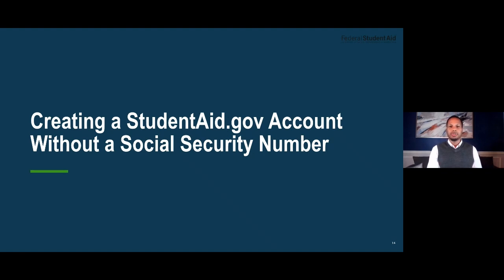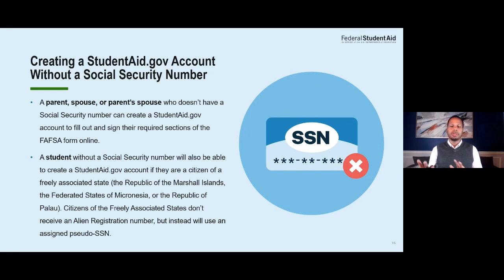Now, moving on to creating a StudentAid.gov account without a social security number, there are several things to be made aware of. Parents and other non-student contributors can use their StudentAid.gov account, but they can only use it to complete and sign their section of the FAFSA form. Students can use the StudentAid.gov account to complete and sign their section of the FAFSA form online with their verified StudentAid.gov account. They can also do additional activities on their account, but they won't be able to perform all the functions on StudentAid.gov if they do not have a social security number or their social security number has not been verified. So it's always important to understand where you are and what other steps you would need to take to get it verified in those situations.